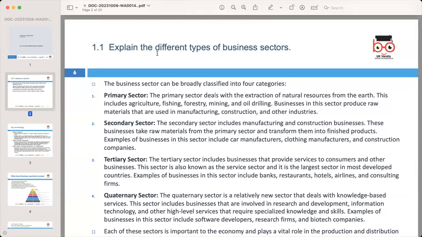So the first one is the primary sector. This sector is the cornerstone of economic activity, involving the extraction of raw materials and the production of agricultural goods. It encompasses jobs in farming, mining, fishing, and forestry. Without the primary sector, the raw materials needed for various industries would be scarce.